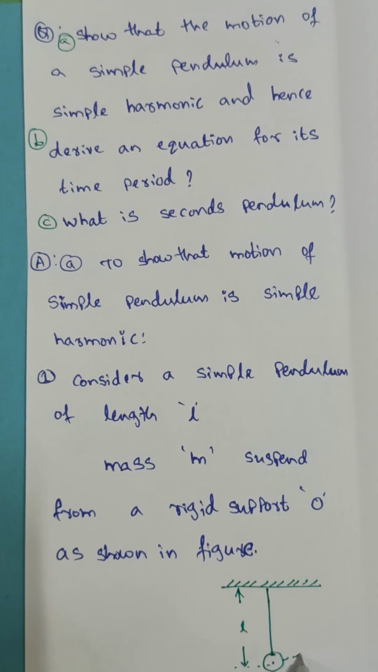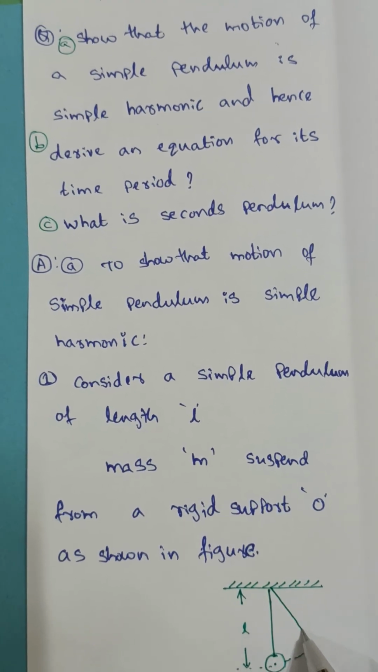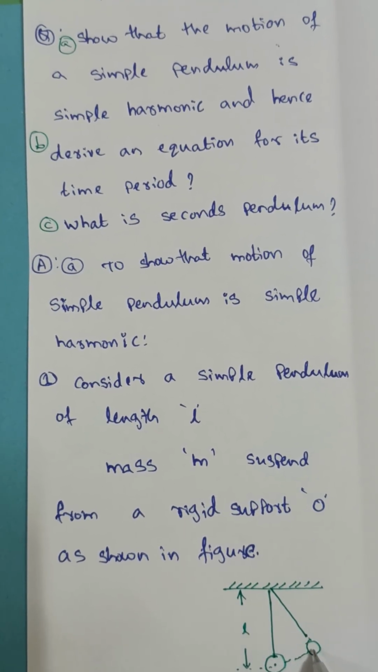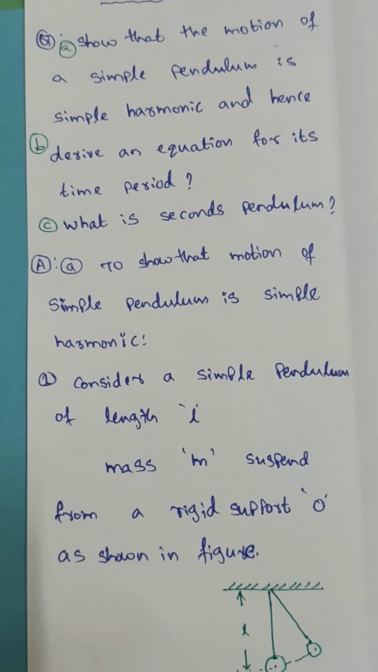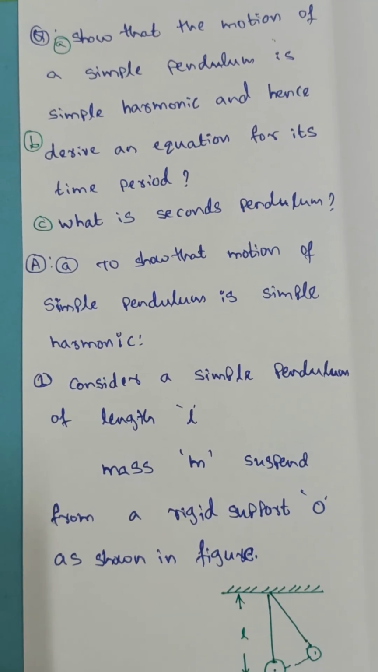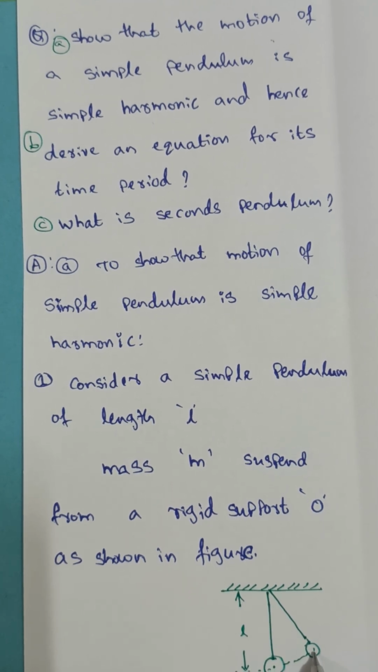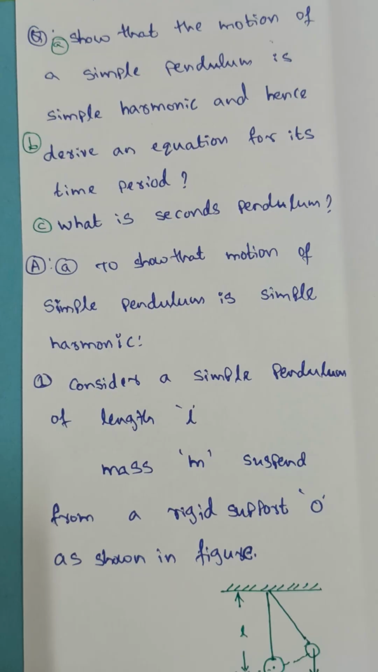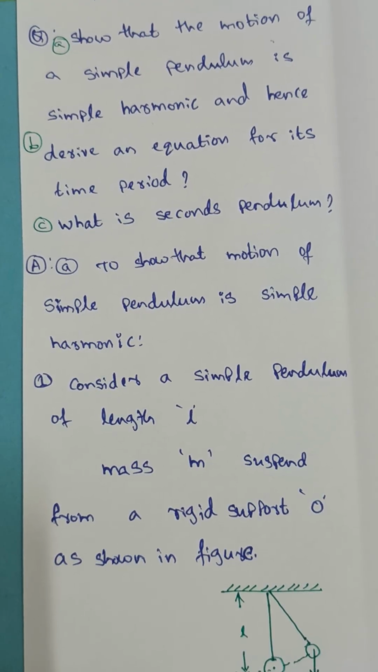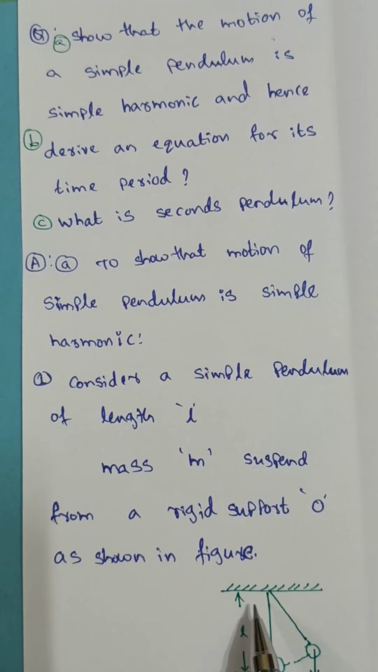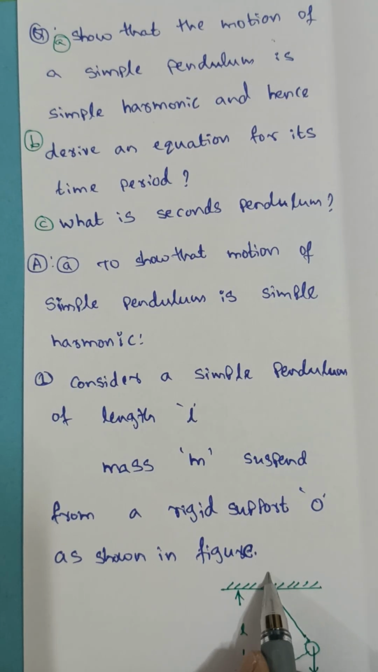So you pull one side. So the displacement x, and the weight acts always downwards, small m into g. So length of string is L, small l, mass of the bob small m, rigid support O.